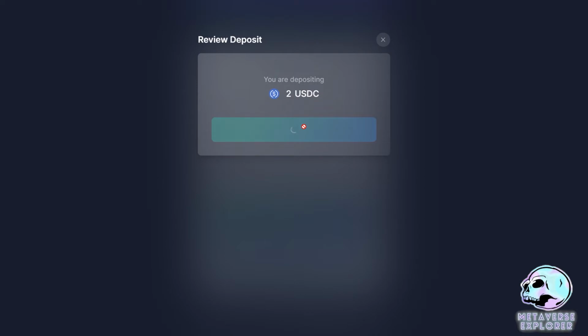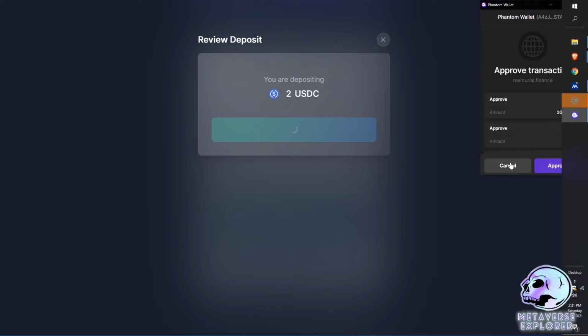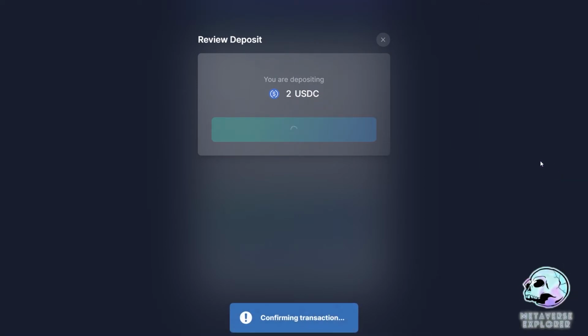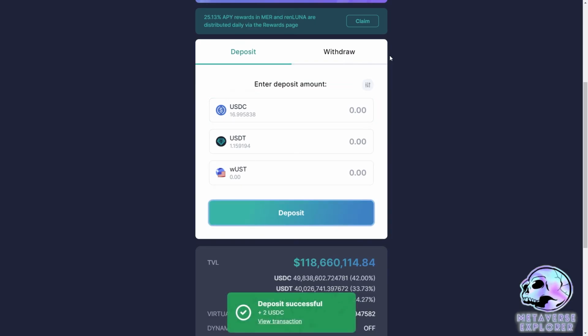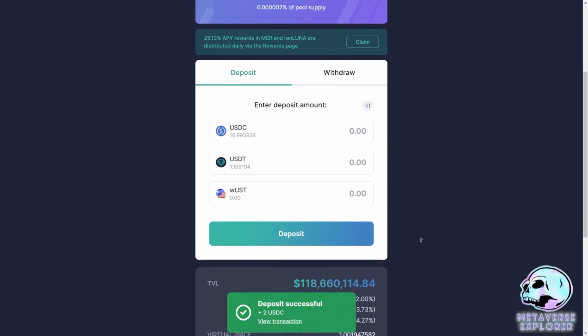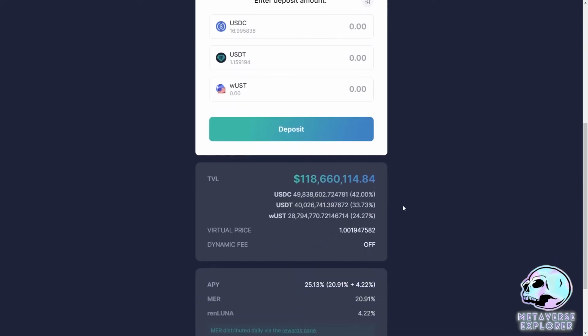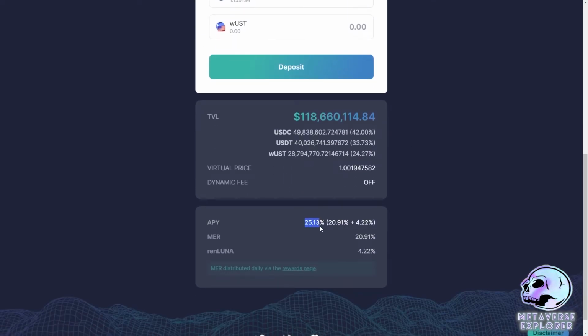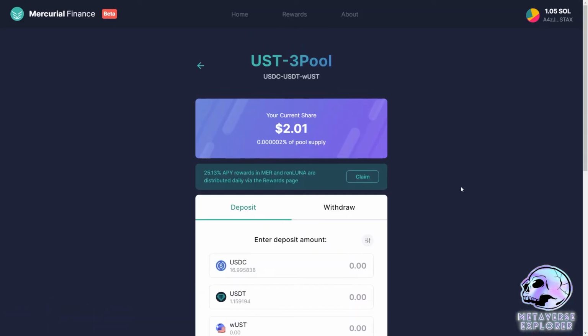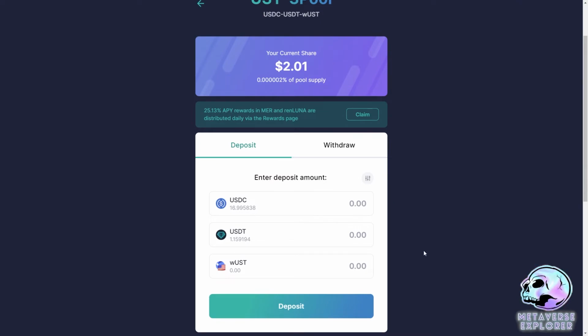Confirm deposit. Approve. Done. Very good. Now, our current share of the pool is $2 that we just deposited. Because of this, we're going to be receiving 25% APY, 20% in Mercurial, and 4.22% in Luna. Let's go ahead and claim our rewards after a couple of days.